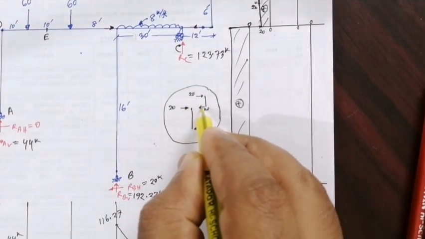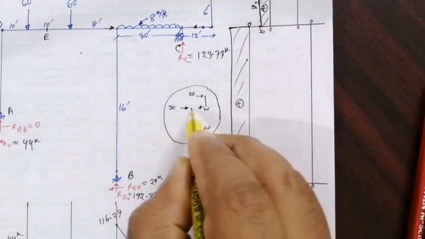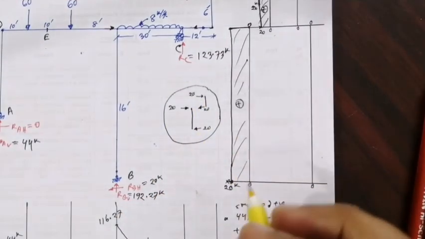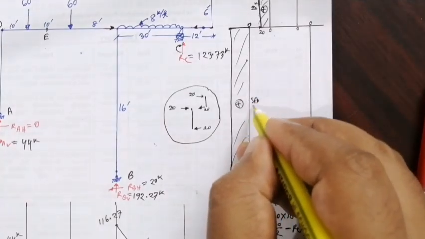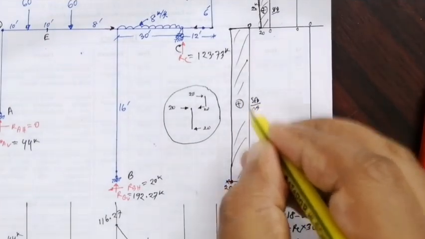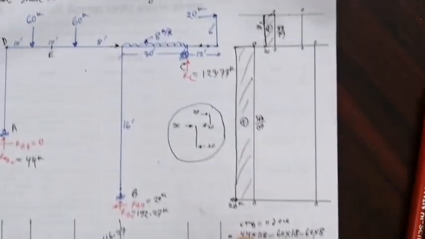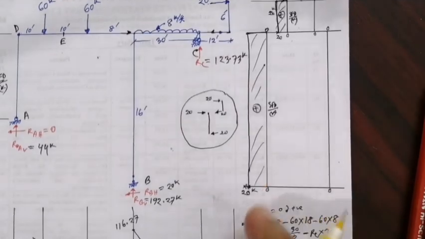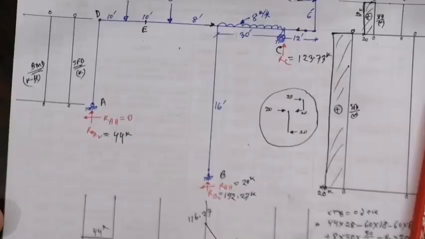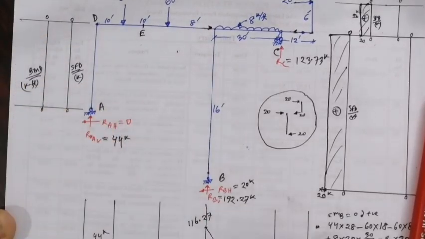Here in this direction both forces are the same, so the net force equals 0. This is the SFD, this is the SFD. So we have calculated all of our SFD. Now we go to our BMD. This BMD is already drawn.